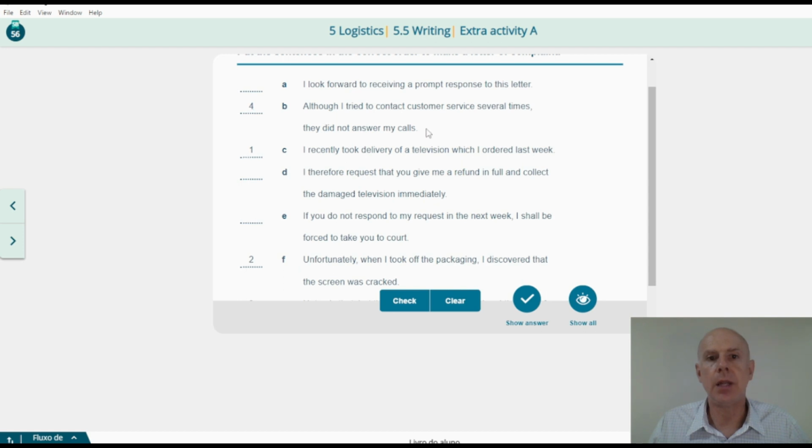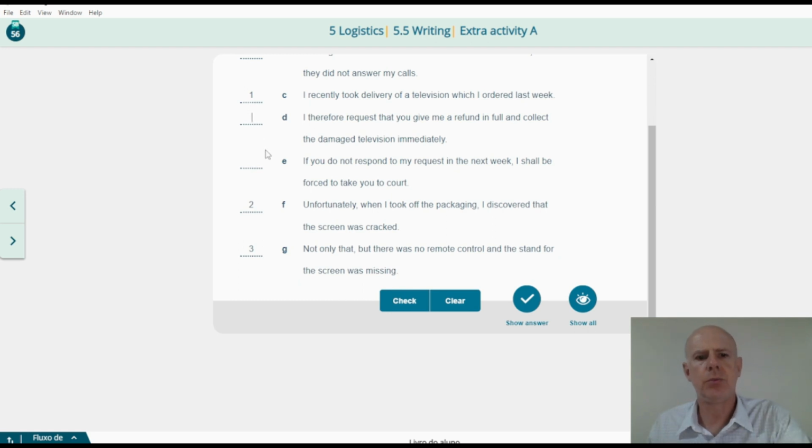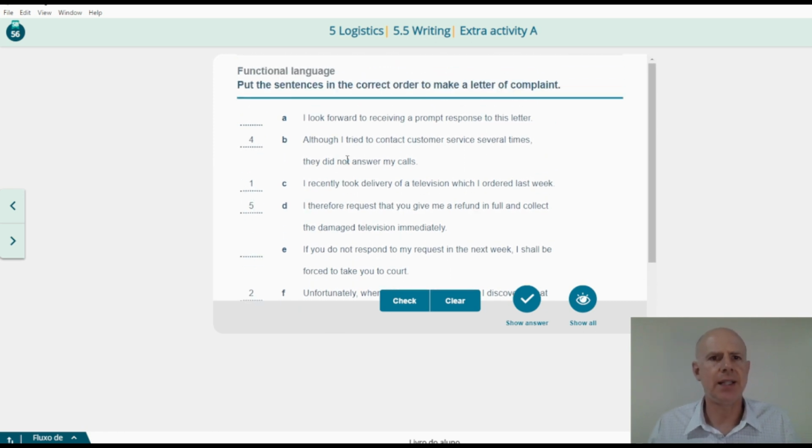So after that, as they didn't answer our calls, you can go and say that I therefore request that you give me a refund in full and collect the damaged television immediately. I don't want another television from you. I want my money back. And after that, what do you do? Do you threaten the company or do you say goodbye?